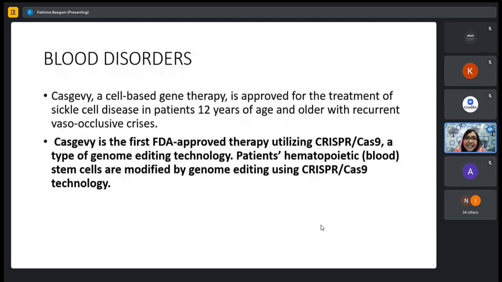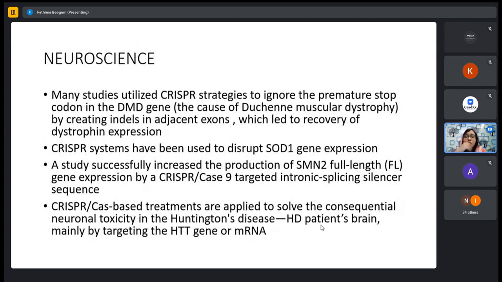Then the next important thing, Casgevy. We all know about that anyway, because it is the first FDA approved therapy that utilizes CRISPR-Cas9, the genome editing technique. Patients' hematopoietic stem cells are modified by using CRISPR-Cas9 technology, and it is used for sickle cell anemia. FDA approved that technology.